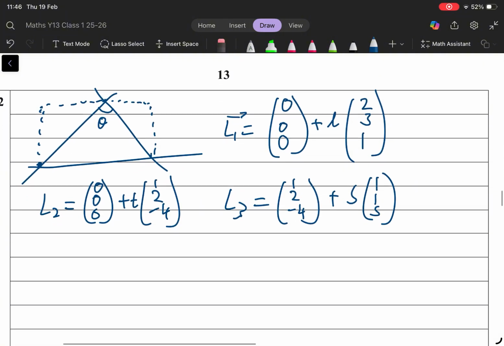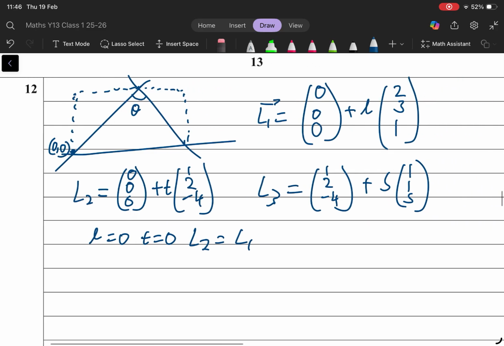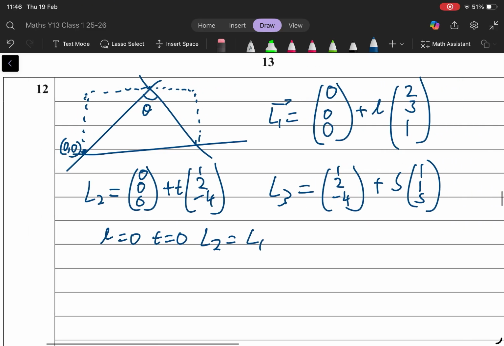Actually these two will intersect at the origin if we set lambda equals 0. So lambda equals 0, t equals 0, L2 equals L1. So this is (0, 0, 0). We already have one of these intersections, which is nice. So if we're calling this L1, this is L2, for example.